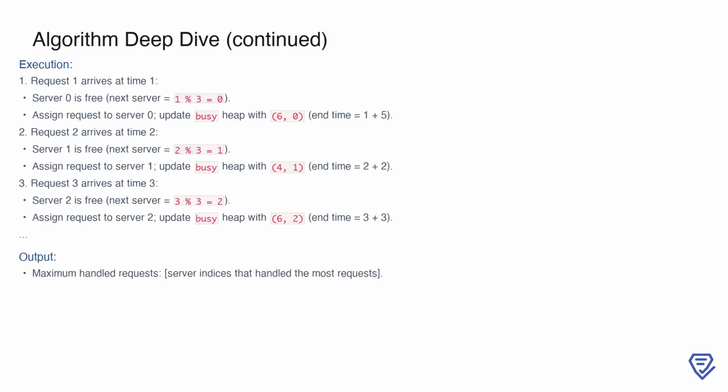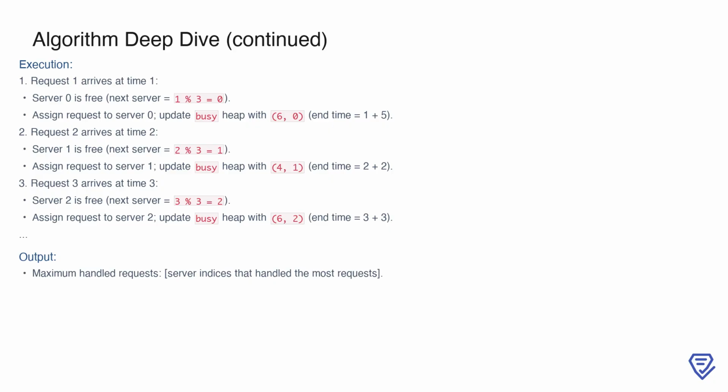Let's walk through the example step by step. The first request arrives at time 1, and server 0 is the preferred server since 1%3 equals 1... server 0 is free, so it handles the request, and we update the busy heap with (6, 0), where 6 is the end time. The second request arrives at time 2, and server 1 is preferred. Since it's free, it handles the request, and we add (4, 1) to the busy heap. The third request arrives at time 3, with server 2 as the preferred choice. Server 2 handles the request, and (6, 2) is added to the heap.